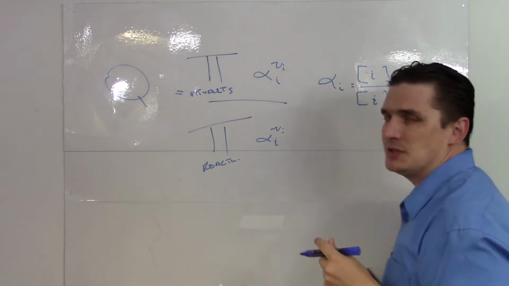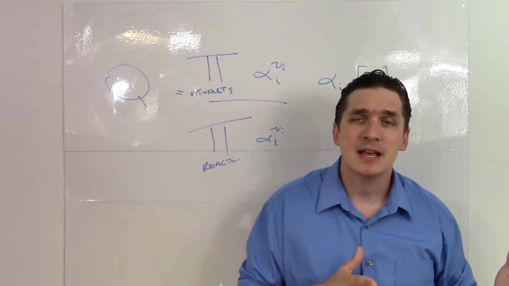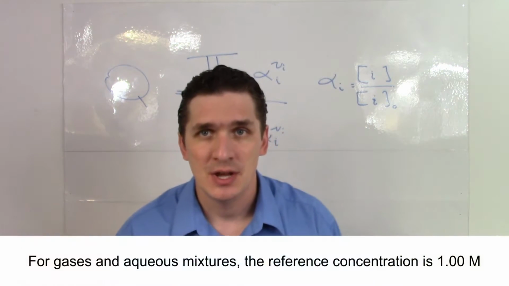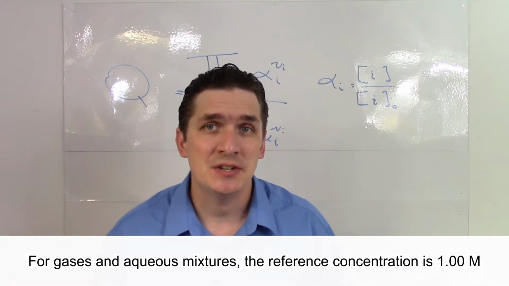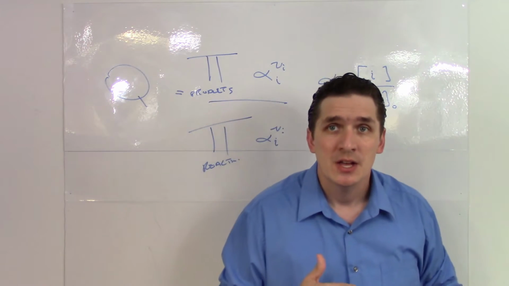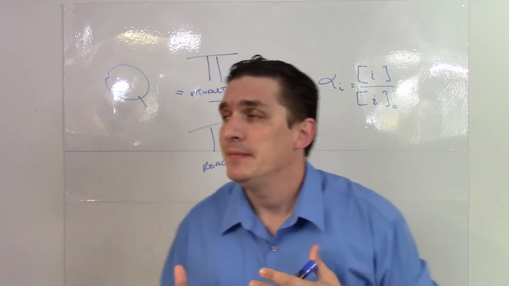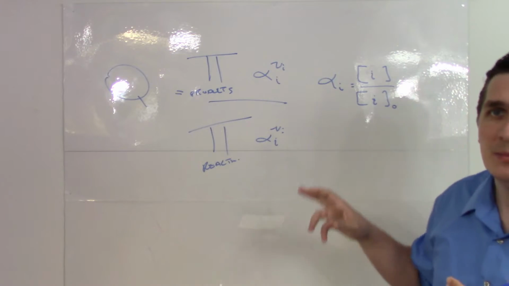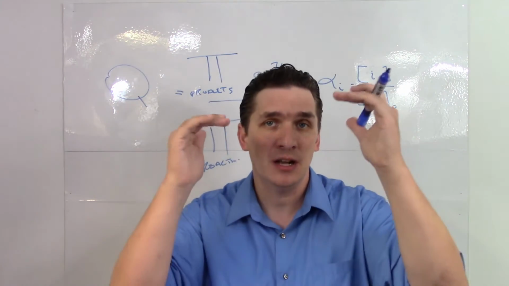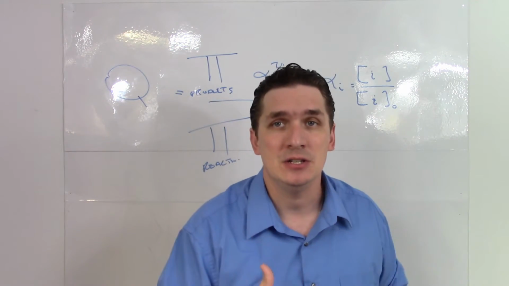Now, how we define this reference concentration depends on the phase. For gases and aqueous mixtures, because their concentrations can change so much, we're going to define the reference concentration as 1 molar. So for any gas or aqueous mixture, it's simply the concentration divided by 1 molar, or just the concentration. But because the concentration is in molarity and the reference is in molarity, activity here doesn't have any units.